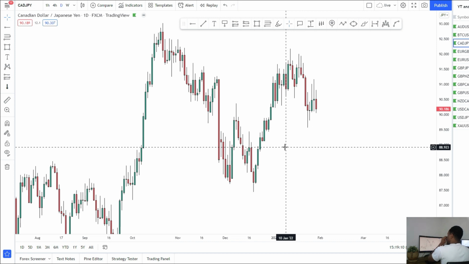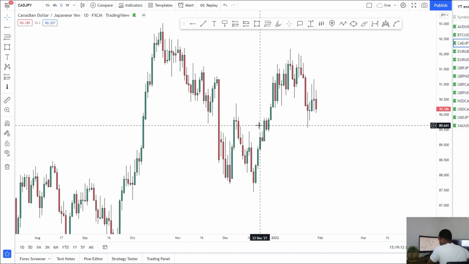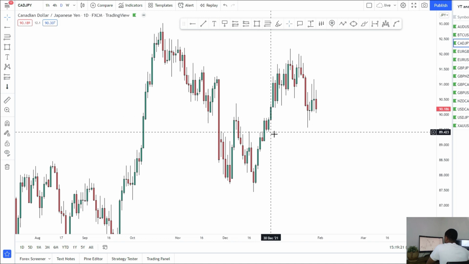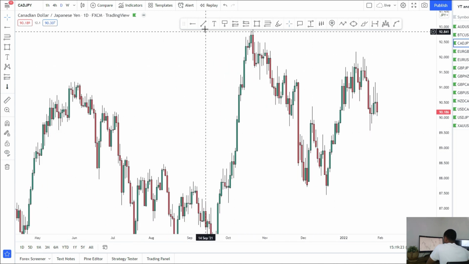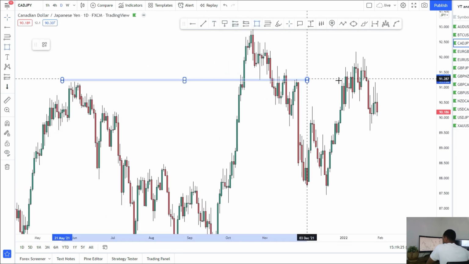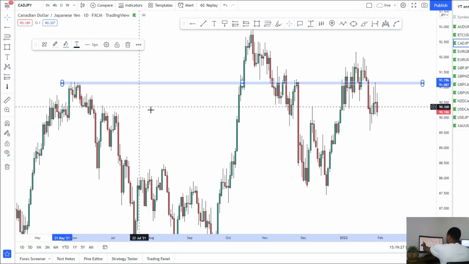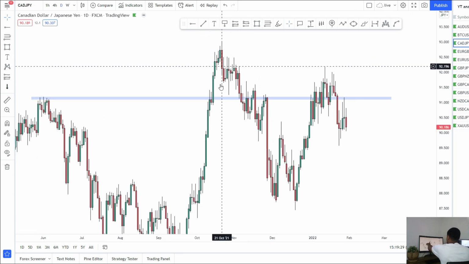Okay, so coming up next, we've got CAD JPY. So for this pair, I was bearish this week, and even next week, I'm still going to be bearish for this pair. I'm looking for the market to roll over. Again, you can see the market formed this higher high there.